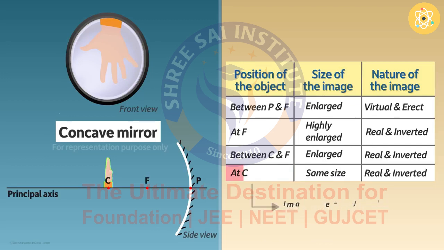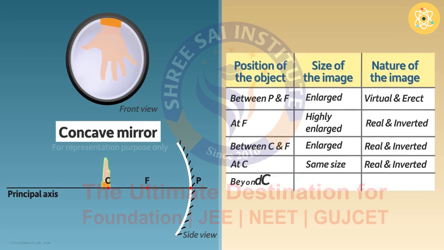What next? If I move this object beyond point C, the image remains real and inverted, but now the size of the image is actually smaller compared to the size of the object. So we say that the image is diminished. This is also a real image. As the object keeps moving beyond C, the size of the image keeps on reducing.